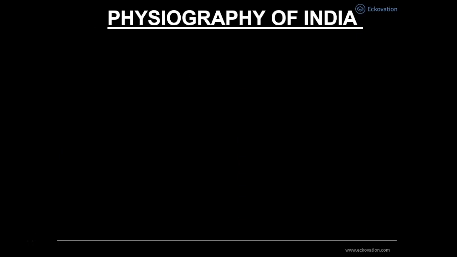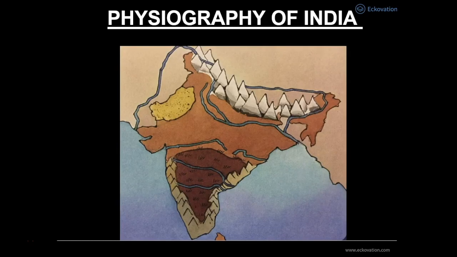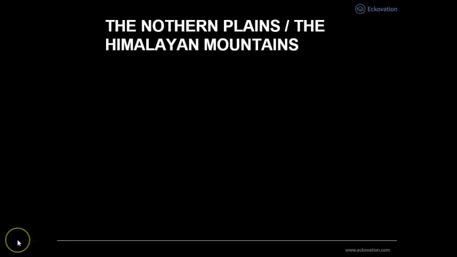Before moving further, it is important for us to understand the physiography of India, which is divided into 5 parts: the Himalayan mountains, the northern plain, the peninsular plateau, the Indian desert, and the coastal plains, which are divided into the western coastal plain and the eastern coastal plain. Now, we'll be explaining the physiography of India. We'll be starting with the Himalayan mountains.